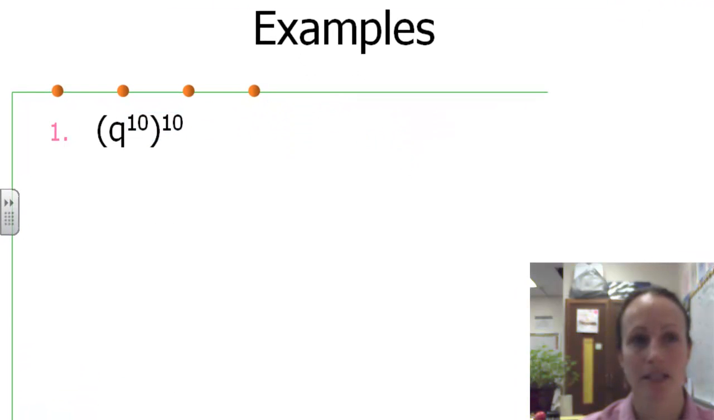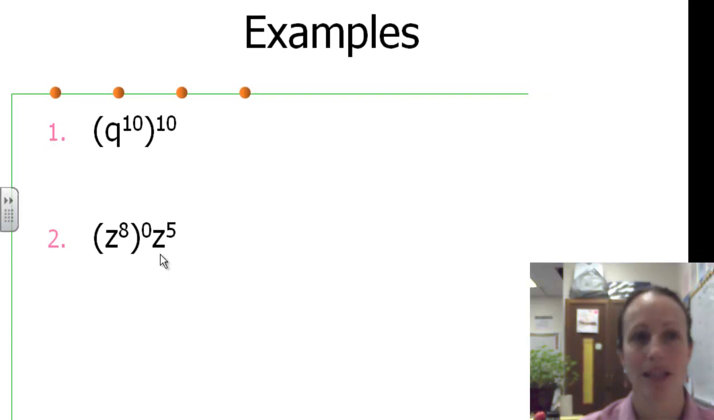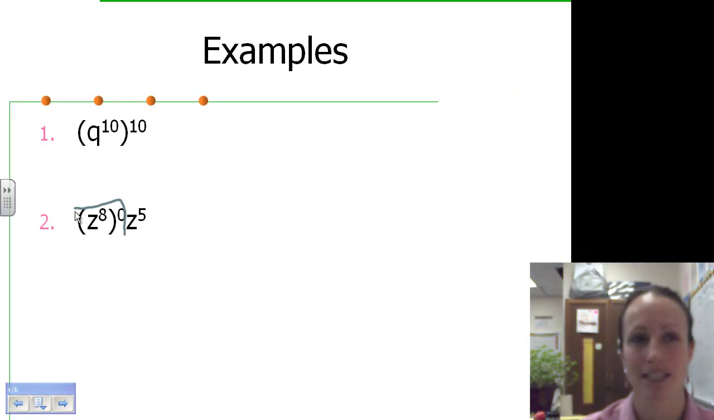z to the 8th raised to the 0th power times z to the 5th combines several properties of powers. I hope you remember that we love this kind of an expression because anything raised to the 0th power is 1. And of course, because of the identity property, anything multiplied by 1 equals itself, so we can just worry about the z to the 5th power portion of this expression. I love those kinds. They look hard, but they're really easy.